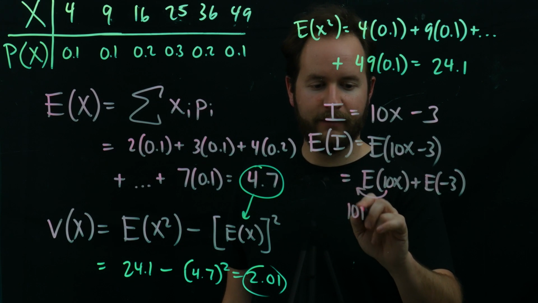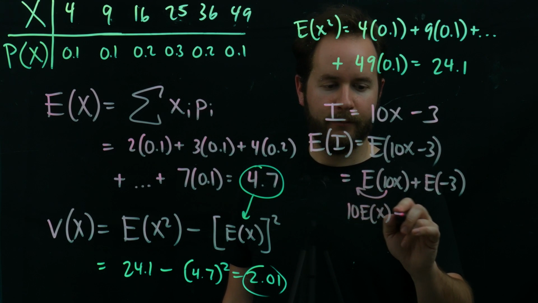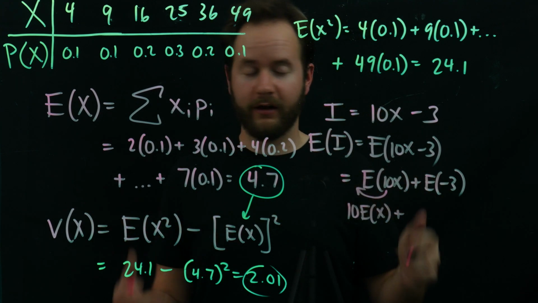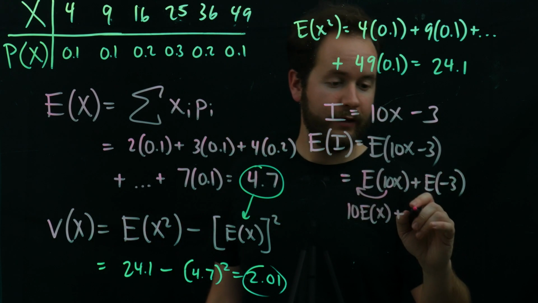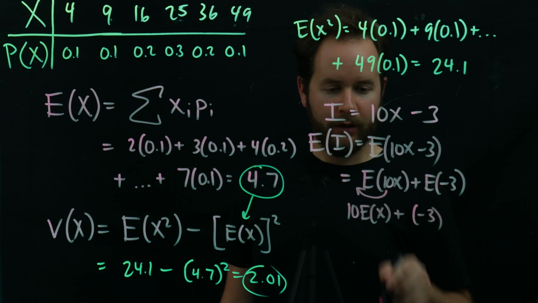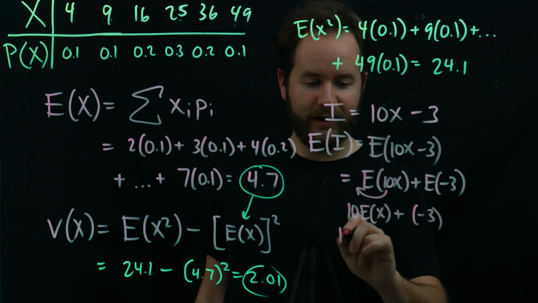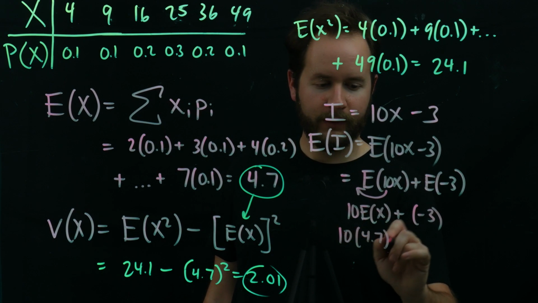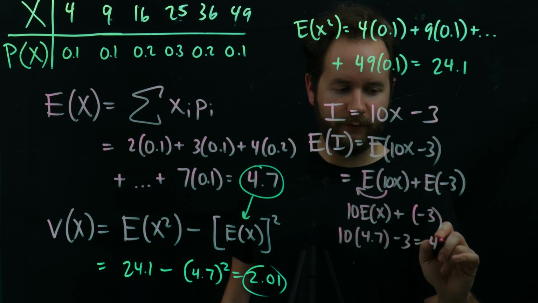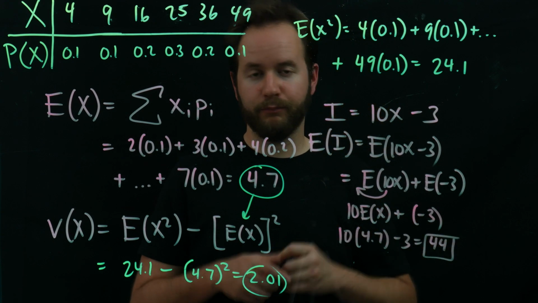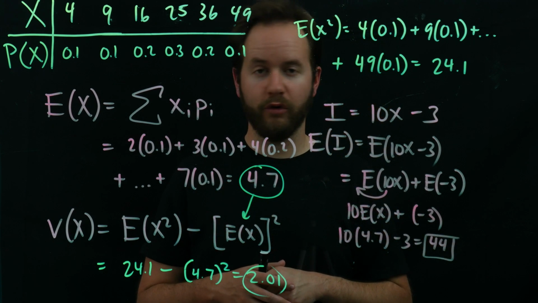So we have 10 times expected value of x plus, the next rule we're going to use is that the expected value of a constant is just that constant. So expected value of negative 3 is negative 3. A moment ago, we found E of x to be 4.7, so we have 10 times 4.7 minus 3, which ends up being 44. So this is the expected value of the profits we get from selling these Peruvian sweatpants.